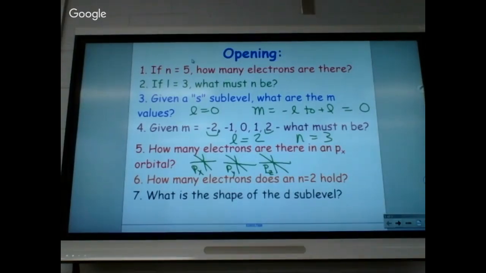If I said which quantum number tells size today, you would say which one? Principal. If I say which one tells orientation in space, you would say magnetic. If I went with an easy one and said which one tells the spin of the electrons? Let's go with the easy one.